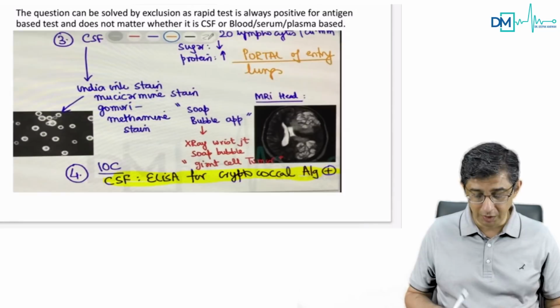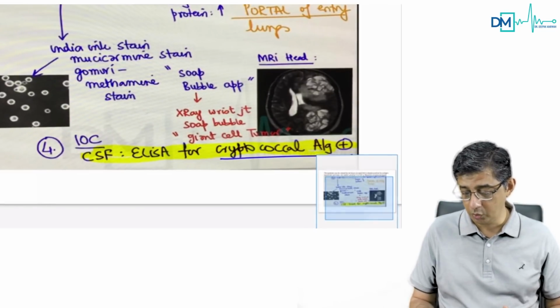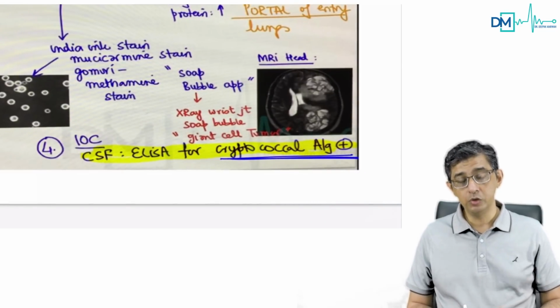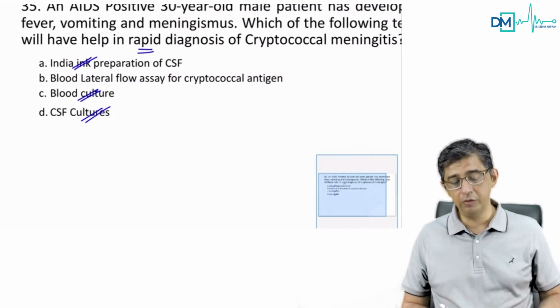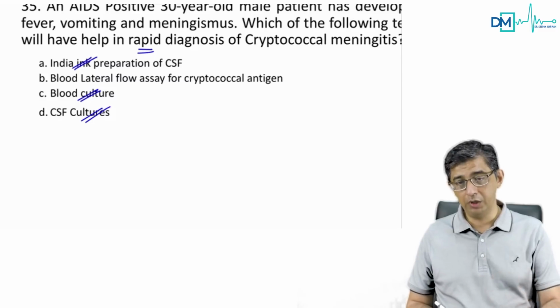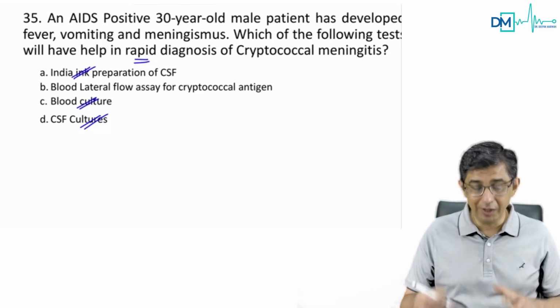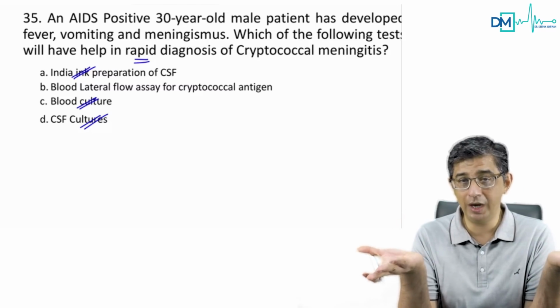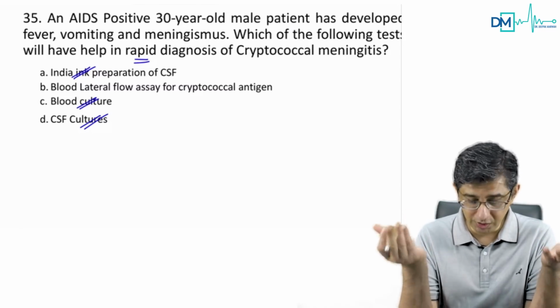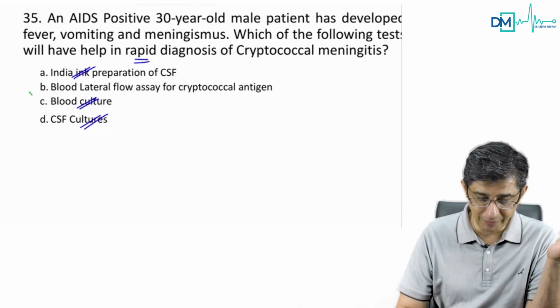In the actual lecture, what did I tell you? CSF ELISA for cryptococcal antigen. So now he did not give CSF ELISA in the options, so what difference does it make? We can do it in blood, a lateral flow assay for cryptococcal antigen. But the bottom line is, for any rapid test it has to be an antigen or antibody based test. So you just have to look for this option: is it mentioning antigen?